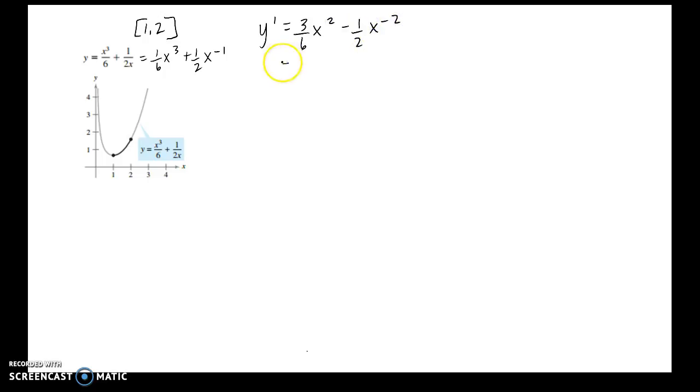All right, so I'm going to factor out a 1/2 here. If I factor out a 1/2, I'm left with x squared minus 1 over x squared. All right, so make some moves algebraically to simplify this before we then go and square it. So I'm going to get a common denominator on the inside. So that gives me x to the 4th minus 1 all over x squared.